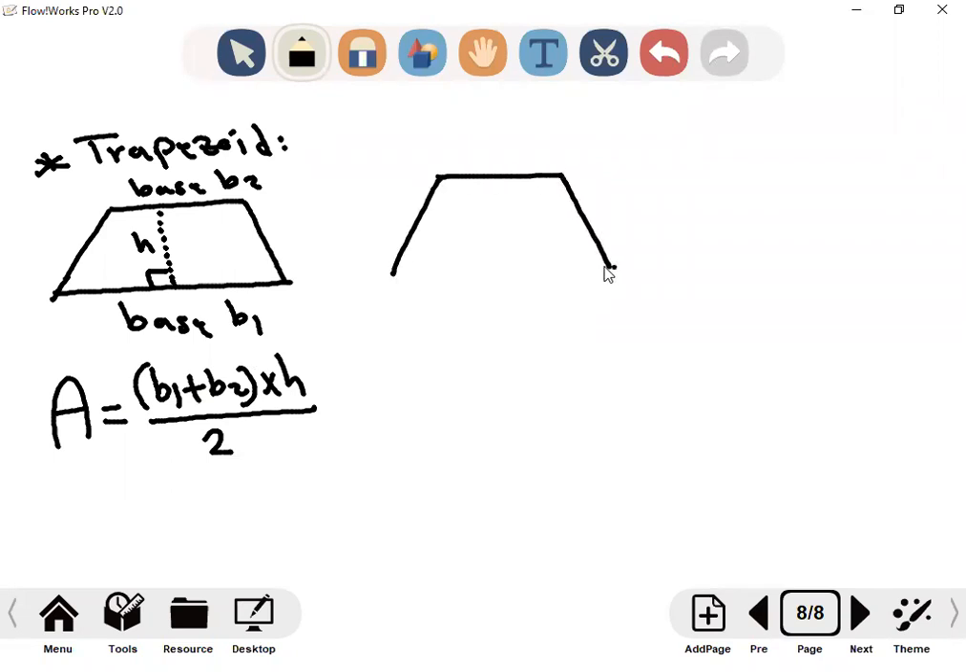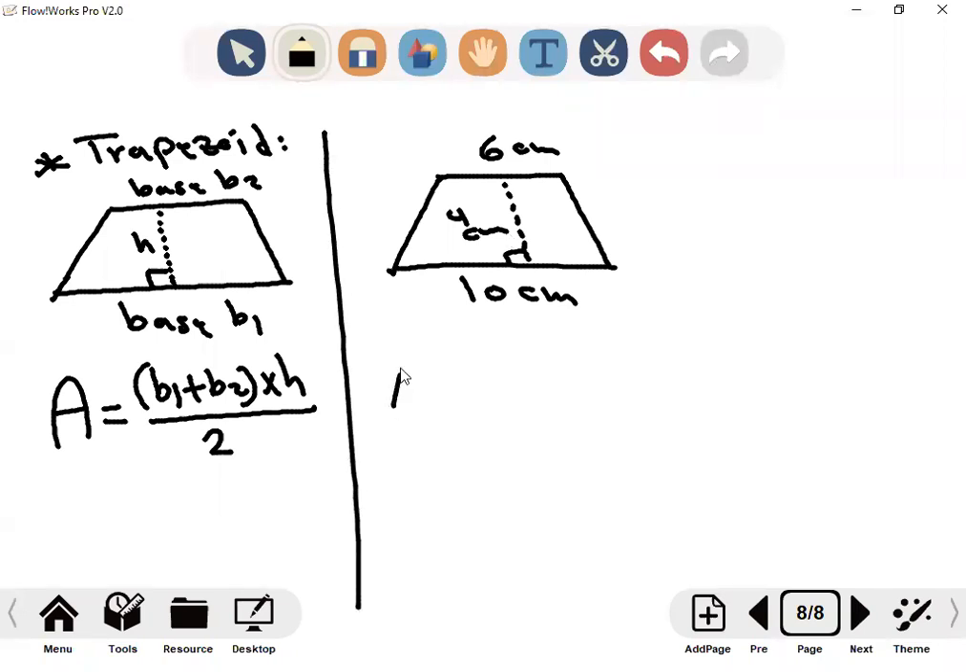For example, this trapezoid, if this is 10 centimeter, up 6 centimeter, and the height, let's say 4 centimeter, what will the area be? To find the area, follow the formula and apply. Base 1 is 10, base 2 is 6, and the height 4. Do it by yourself, all of you. Find the answer. 32.